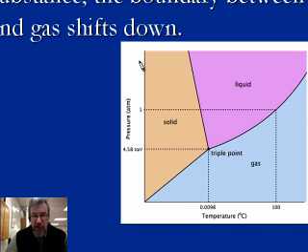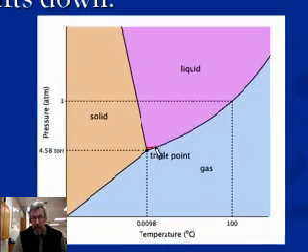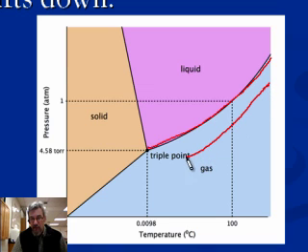When you dissolve something in another substance, the boundary between the liquid and gas shifts down. Like for water, this is the water triple point diagram. This boundary here between liquid and gas, that whole boundary retains its shape but shifts down a bit if you dissolve, say, salt in the water. So that it moves down to this new location like that.